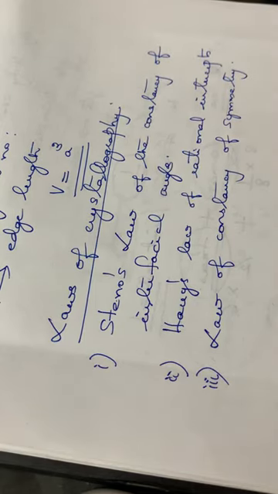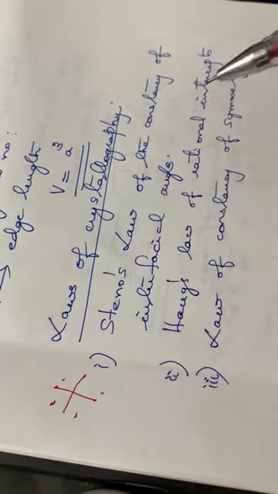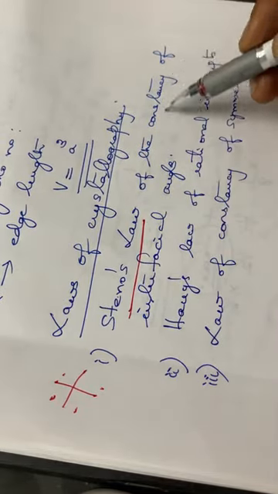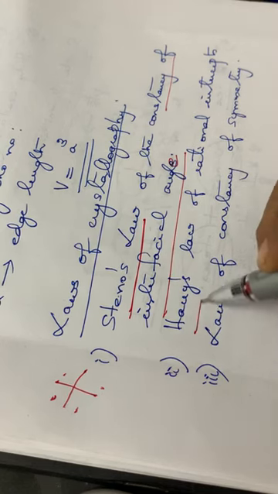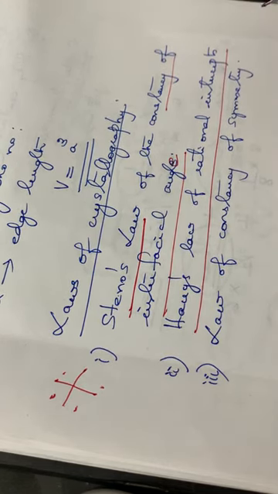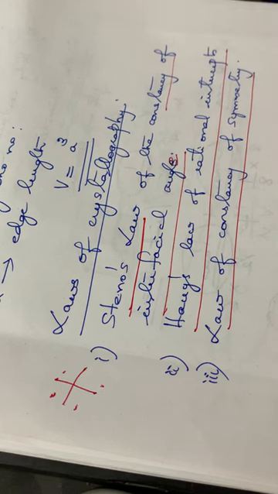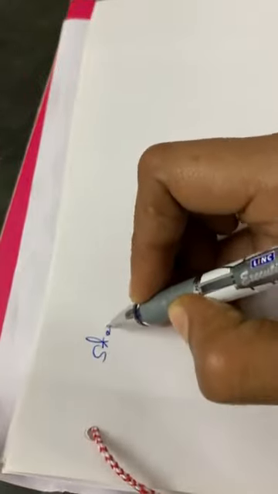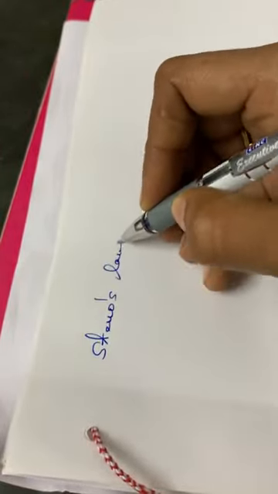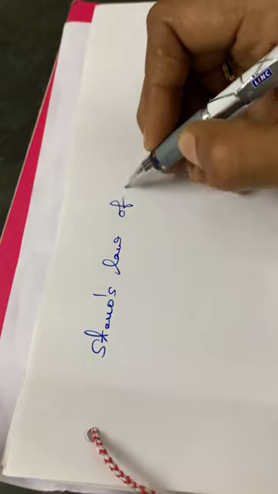The 3 laws are very important. The first one is Steno's law of the constancy of interfacial angle. The second one is Haüy's law of rational intercepts, and the third one is the law of constancy of symmetry. You have to go through them one by one, and the first one we can see is Steno's law of constancy of interfacial angle.